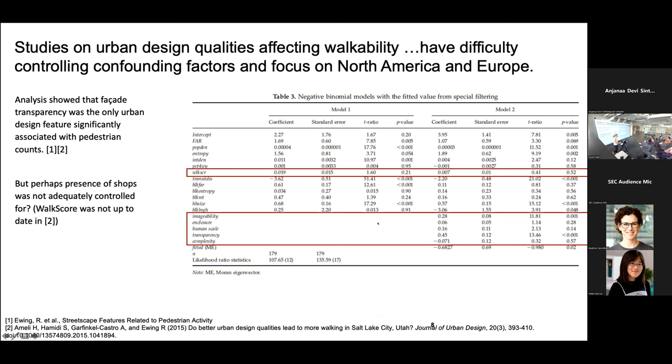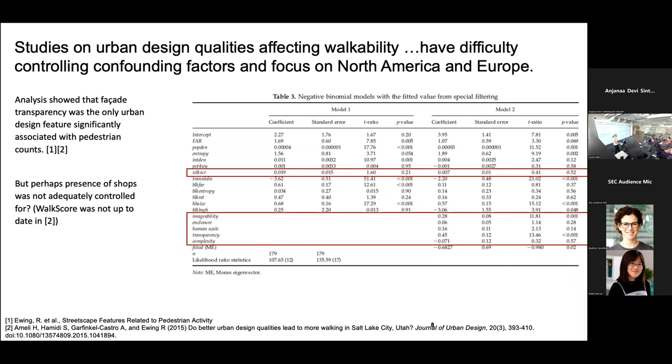And they did try to control for the presence of shops by also including the walk score in this model. So they found that even when you consider walk score, transparency is important. But then the problem was that in the other study, the walk score was not up to date because there was recently a new big mall in that area and that hadn't been updated in the walk score. So then you don't know how well that controlled for it.